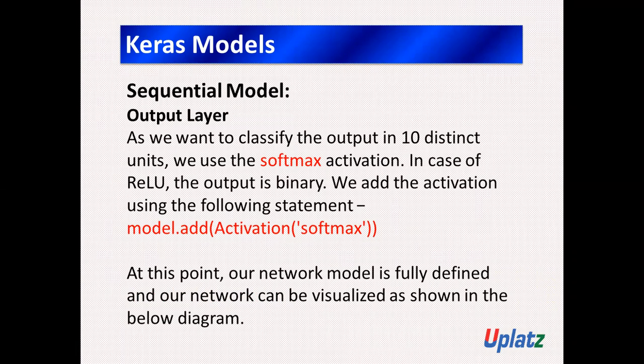In case of a rectified linear unit, the output is binary. For example, if you want to classify the output in 2 distinct units, for example, yes or no, at that time you can use the activation function ReLU, rectified linear unit. But in our case, since we want to classify the output in 10 distinct units, we are going to use the activation function softmax. How to add the activation function? It's very easy. Again, write model.add activation and then supply the function name softmax.